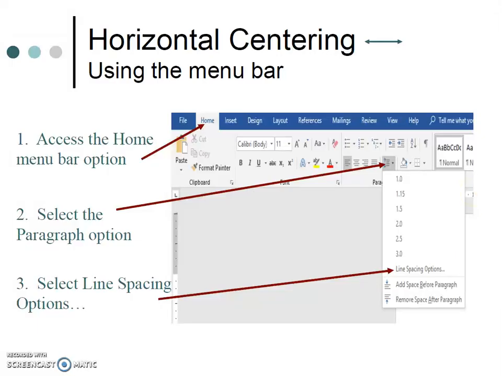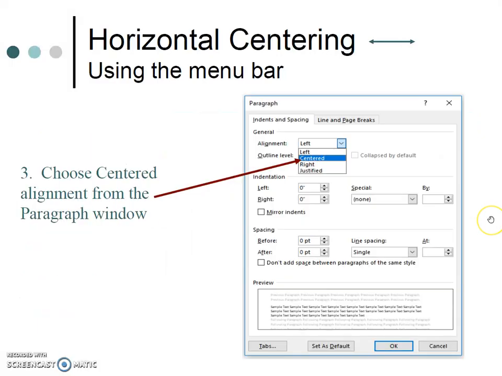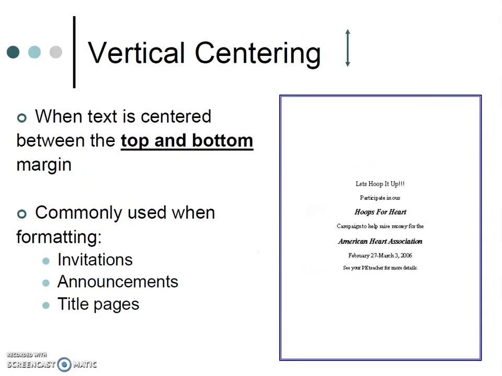Okay, you can also use the menu bar. Okay, you'd hit Home. Within the menu bar, you select the paragraph option, select line spacing options, okay, and then you choose center alignment from the paragraph window. See how much more complicated that is? But that is another way you can do it.